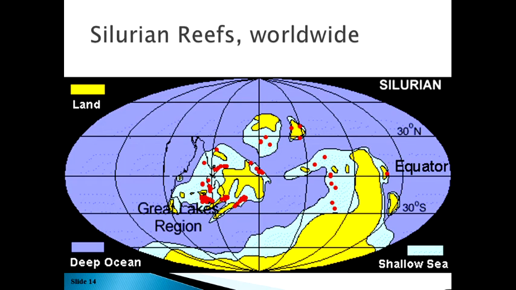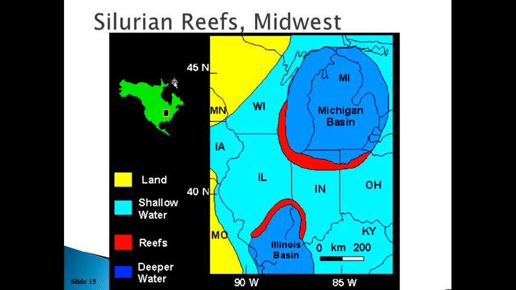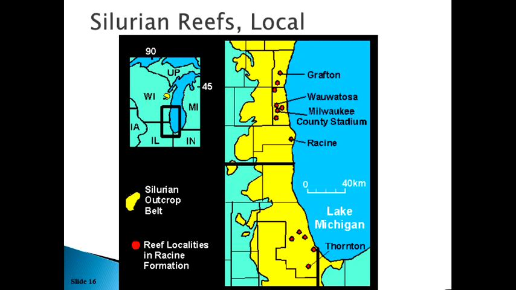Zooming in closer to the North American area, we see the Midwest. Now you see Wisconsin, Illinois, Indiana, Ohio, and here the red belt. The red pattern shows the places where these reefs built up around these deeper basins. Notice that this upper one slips through Illinois and up to Wisconsin, where a lot of us live, and not too far from us here on this campus.